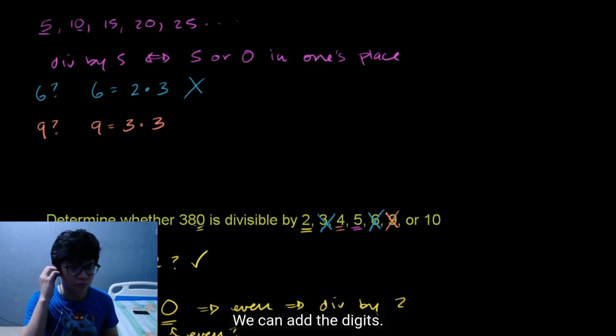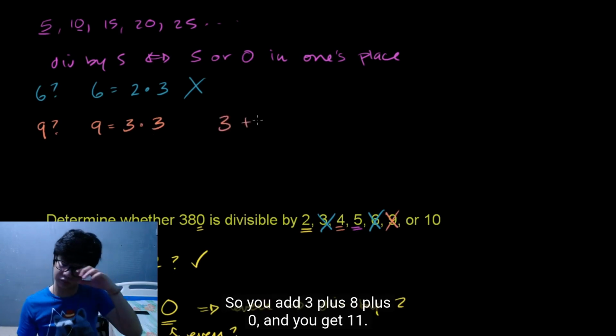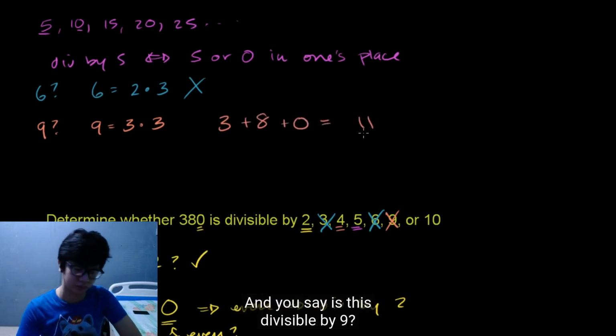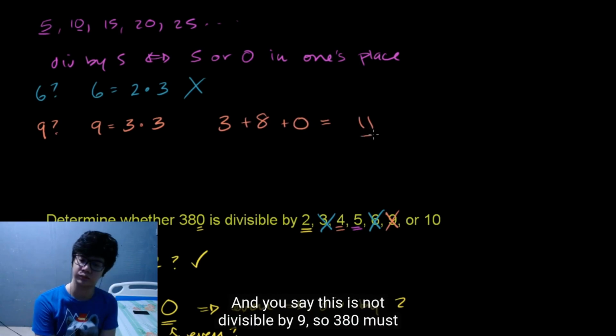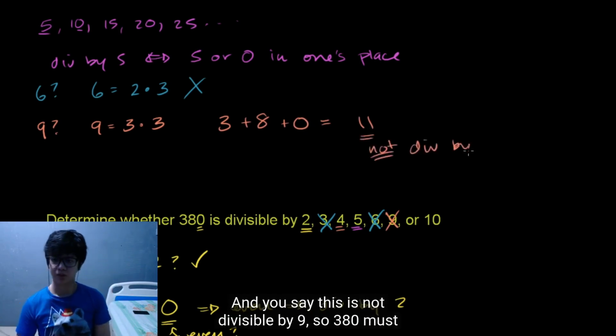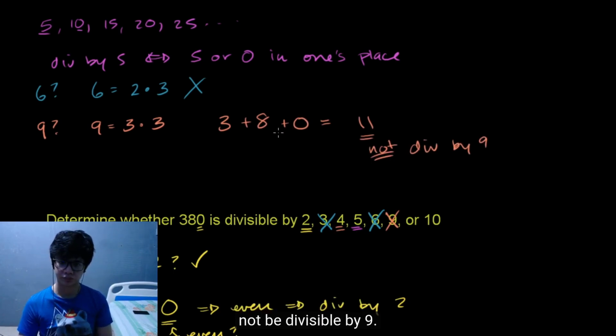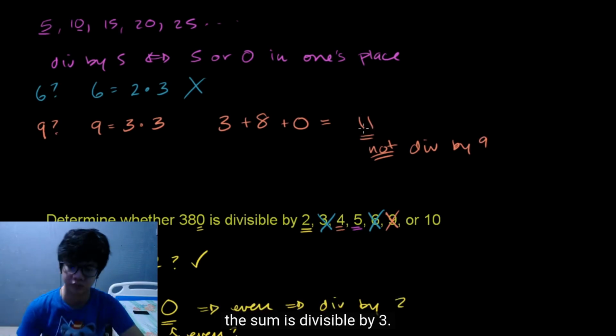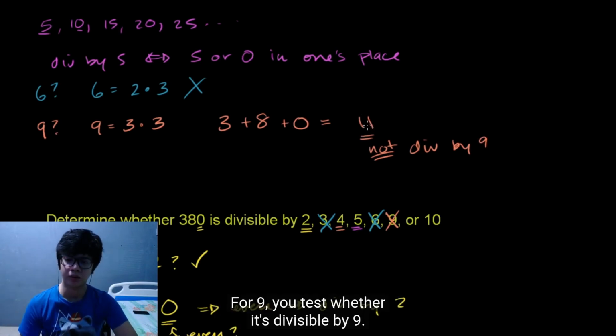So we can add the digits. You add 3 plus 8 plus 0, and you get 11. And you say, is this divisible by 9? This is not divisible by 9, so 380 must not be divisible by 9. And for 3, you do the same thing, but you test whether the sum is divisible by 3. For 9, you test whether it's divisible by 9.